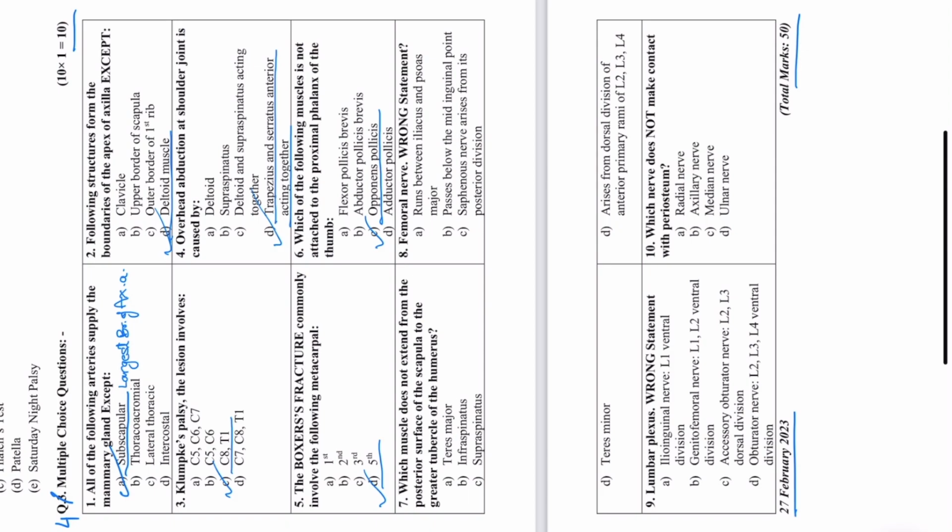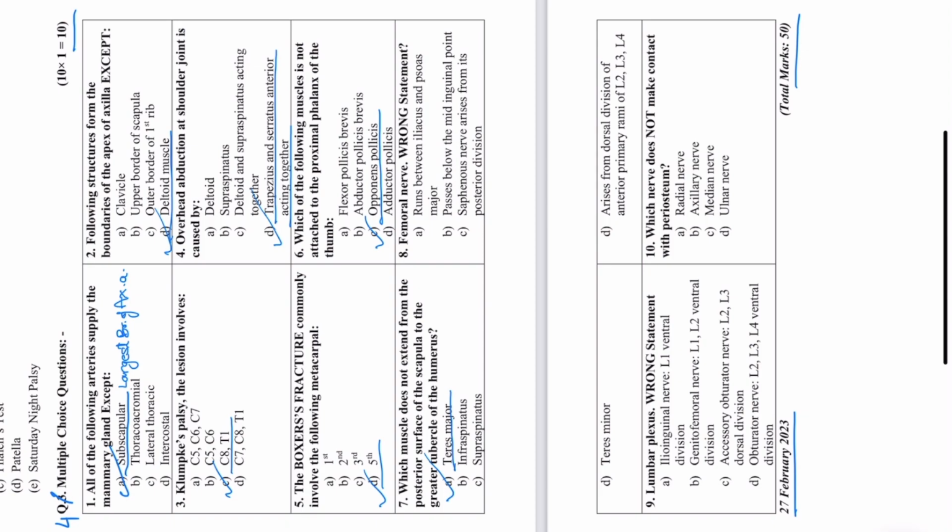So all three muscles, choices B, C, and D, are arising from the dorsal surface of the scapula and reaching to insert onto the greater tubercle of the humerus. And what they have asked is the muscle which does not extend from the posterior surface of the scapula to the greater tubercle of the humerus. So the answer is the remaining one, that is teres major.